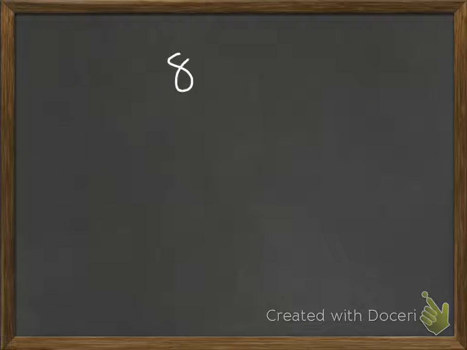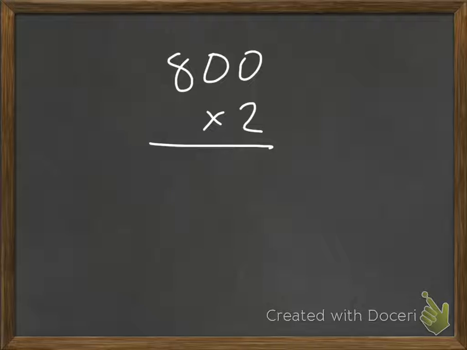So then we take the 800 times 2. 2 times 0 is 0. 2 times 0 is 0. And 2 times 8 is 16. So your answer would be 1,600.